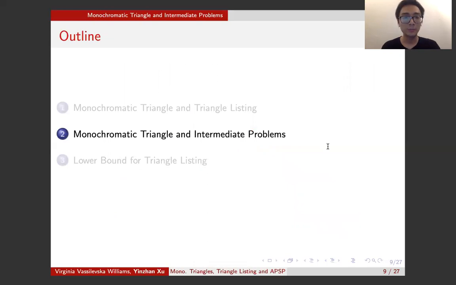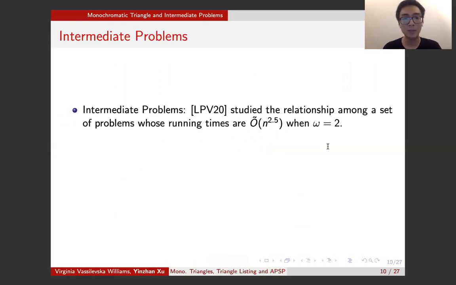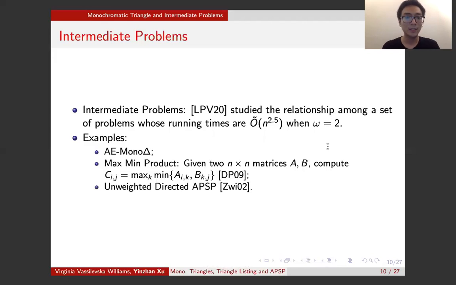Okay, so now let me switch topics and describe our second set of results. The notion of intermediate problems was first given by Lincoln, Polak, and Vassilevska Williams when they were studying the relationship among a set of problems whose running times are all n to the 2.5 when omega is 2. They call such problems intermediate problems. For instance, the all-edges monochromatic triangle problem is an intermediate problem.